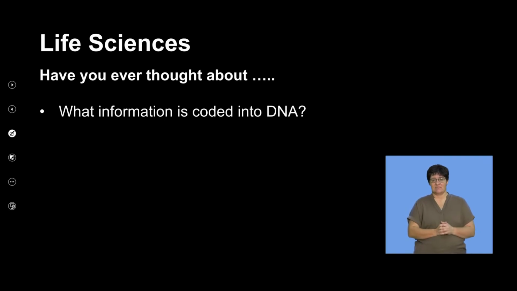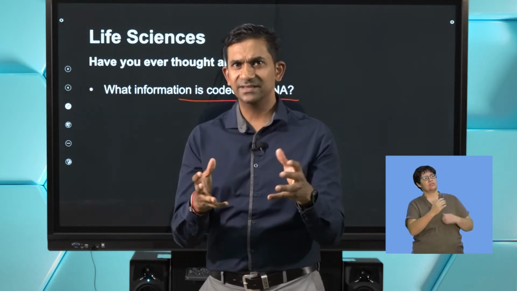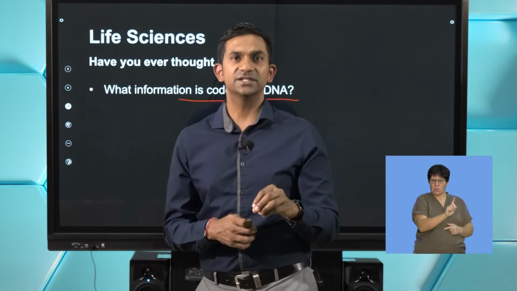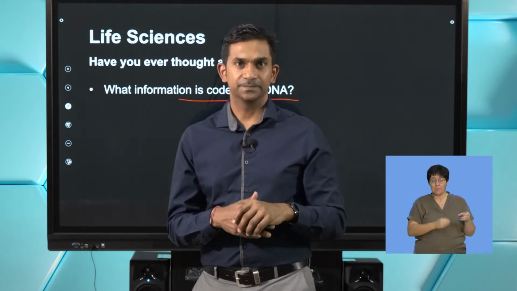So, have you thought about the following? What information is coded into DNA? This often becomes a question that we query early on in our science years, in terms of what it is that allows the cell to control what it does. And that is basically the information that's found in DNA. And so we say generally that DNA codes for life. Let's try and unpack that in this lesson.